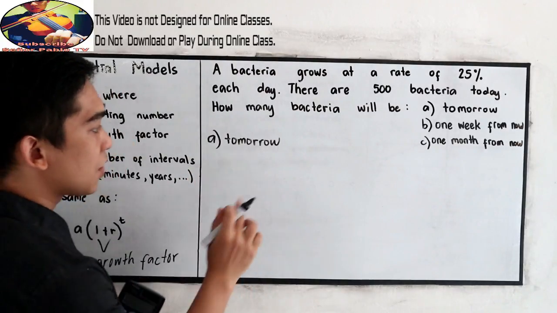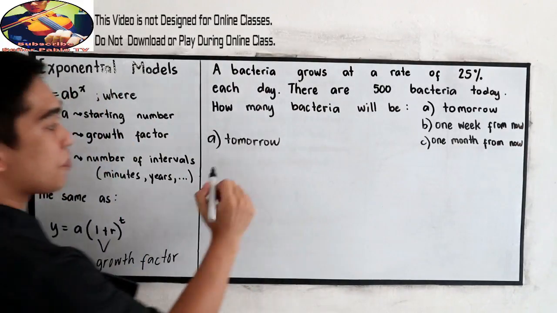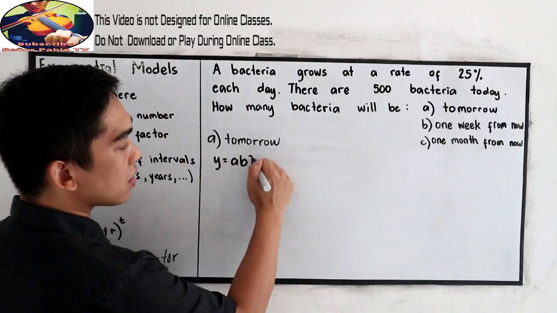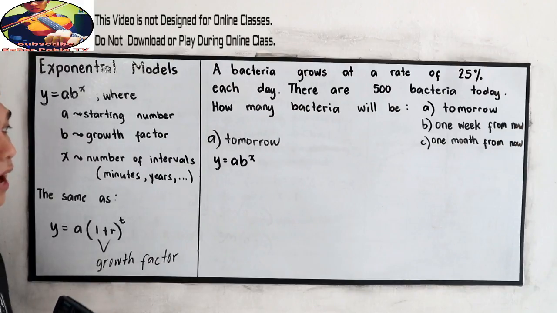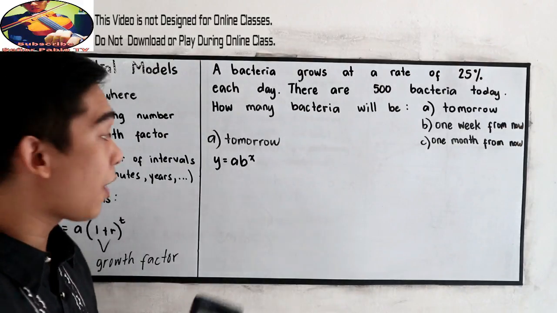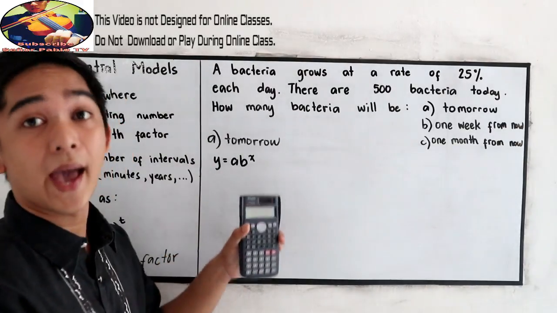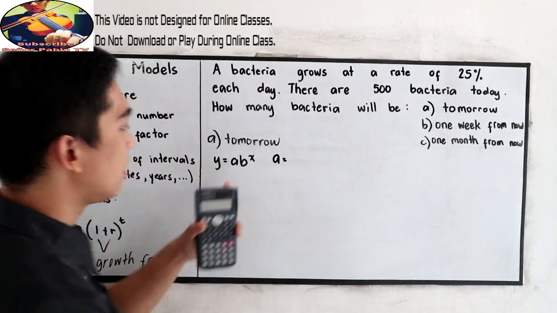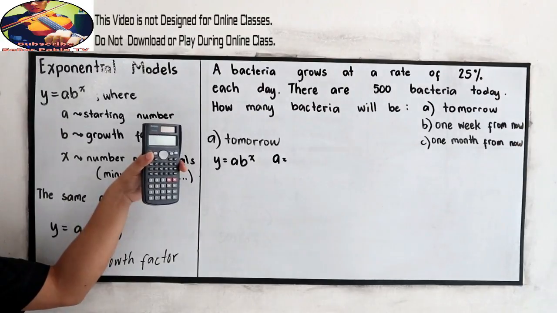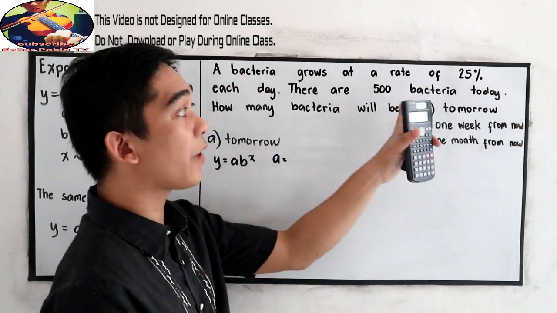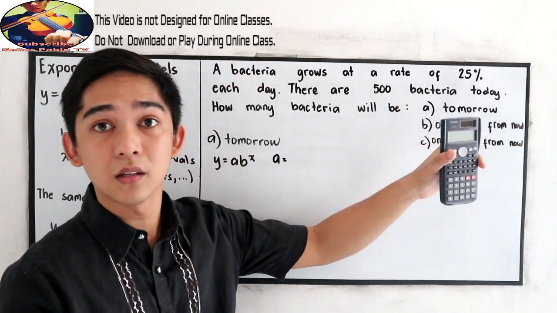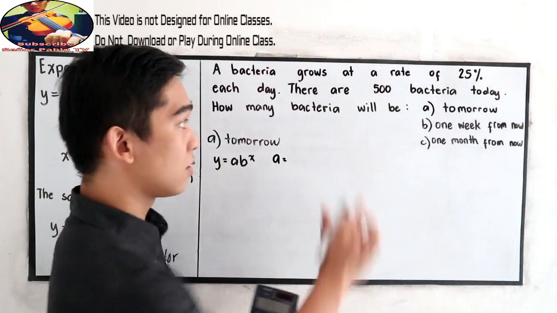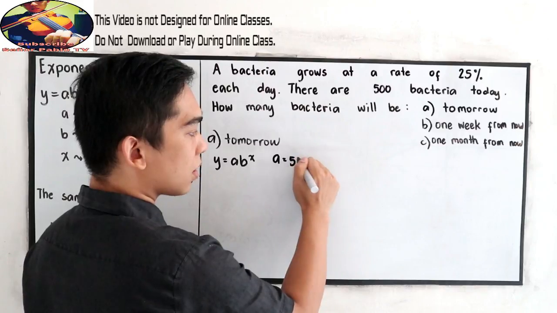First step, write the formula. Our formula is y is equal to ab raised to x. Next will be identify a, b, and x. So our A is the starting number. There are 500 bacteria today, so today will be our starting. So there are 500 bacteria.